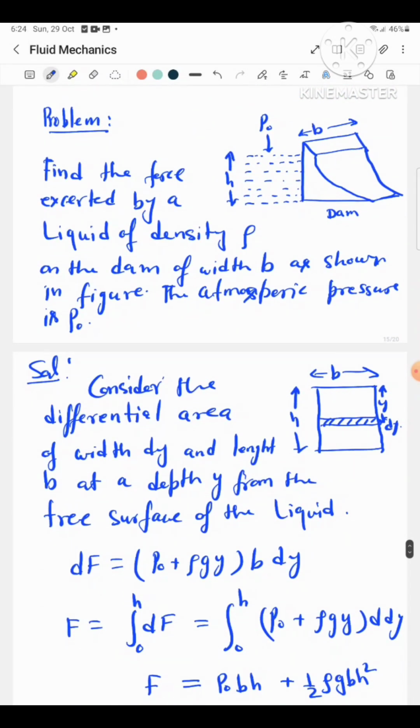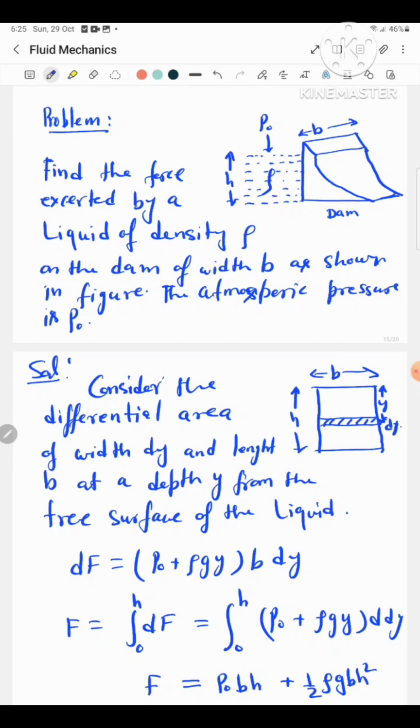We will solve a problem here. We have studied all the concepts of pressure. So there is a dam of width B and the water level is of height h. Find the force exerted by a liquid of density rho on the dam of width B as shown in the figure. The atmospheric pressure is P naught.